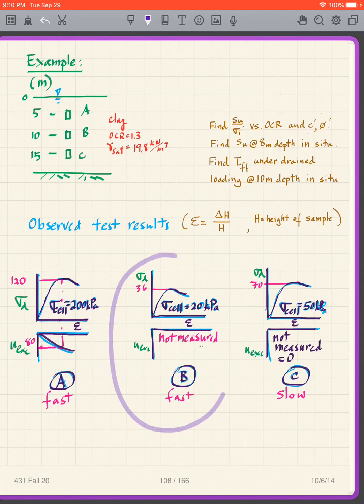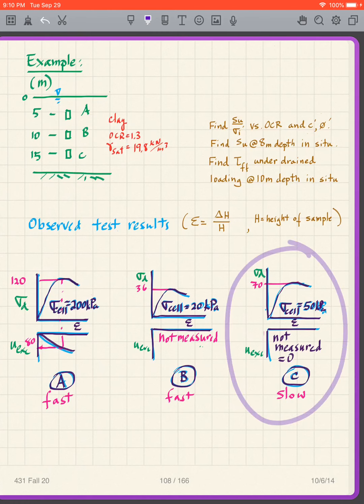For the second test, well, again, it's a fast test. We didn't measure UXS, so we're missing that piece of information. In this case, our cell pressure was 20 kilopascals, and that's 36. And this one is from 10 meters down, so B is 10 meters down. A was 5 meters down. So samples came from different places.